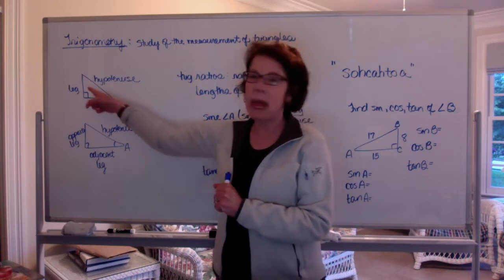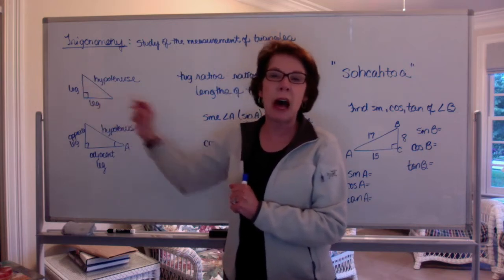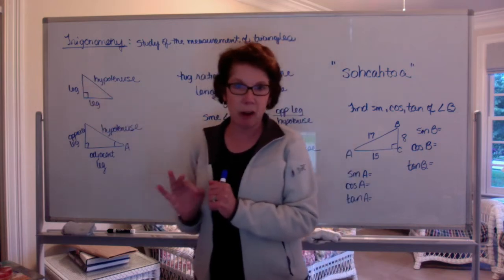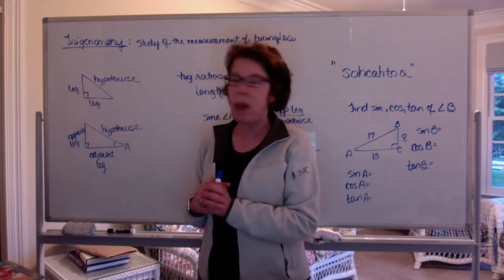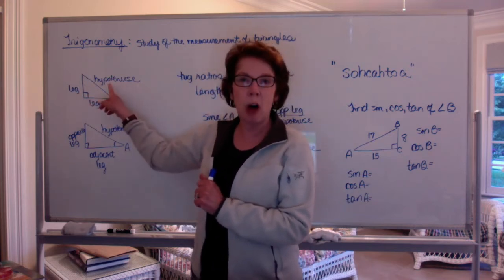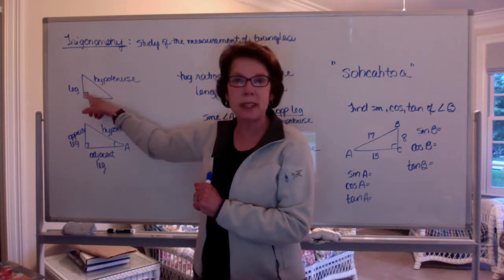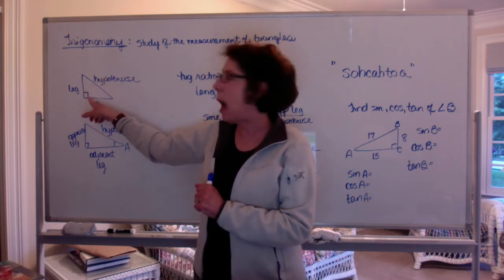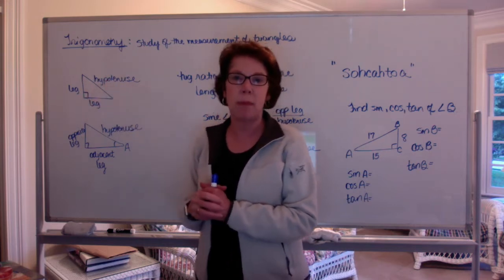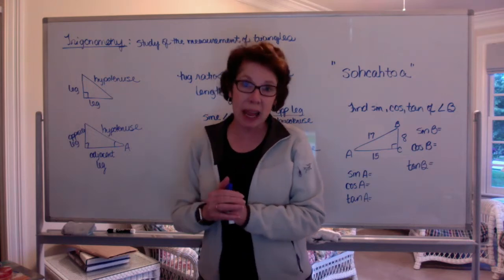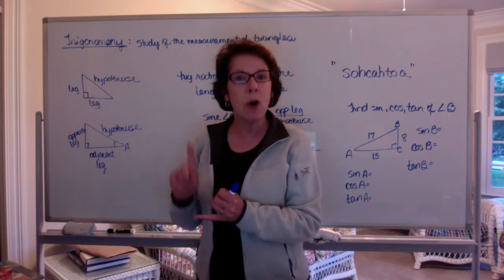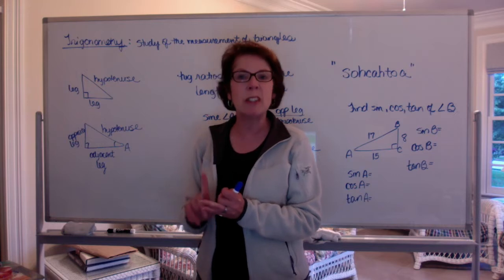We have 2 legs, and the legs are the 2 sides of the right angle. That's very important. The legs are the 2 sides of the right angle, and then the hypotenuse is always the longest side of the triangle, opposite the 90-degree angle. Opposite means across from.